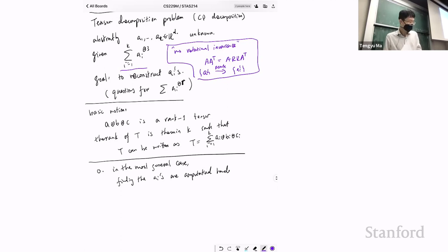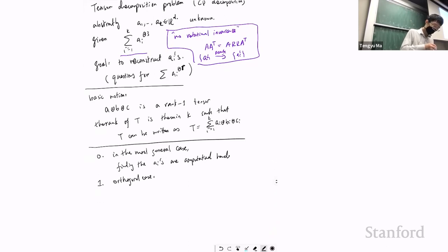Okay, going back to the list of questions. As I said, the starting point is that in the general case you cannot hope to do anything, but there are many cases where you can do something. So the easiest case is the orthogonal case.